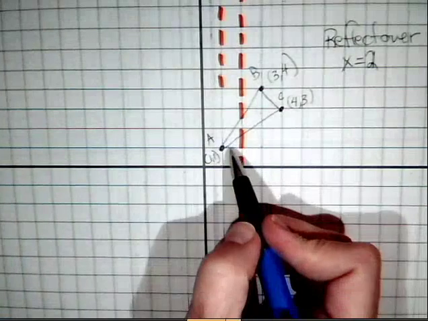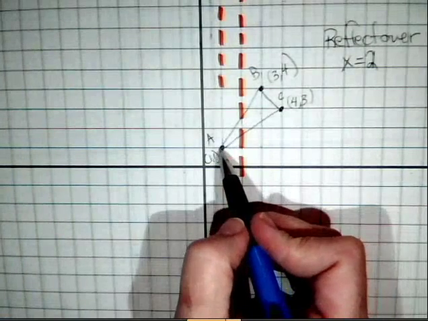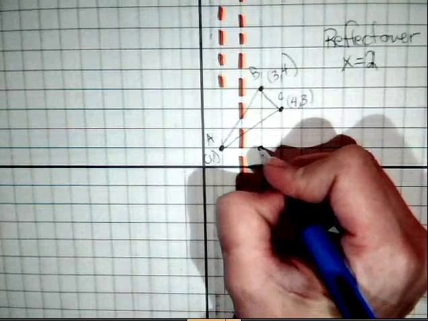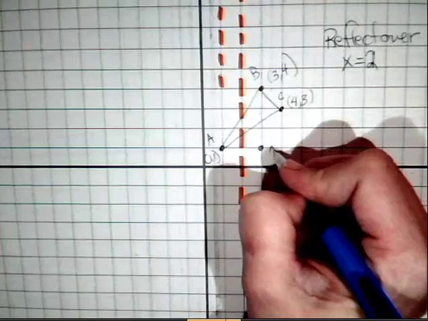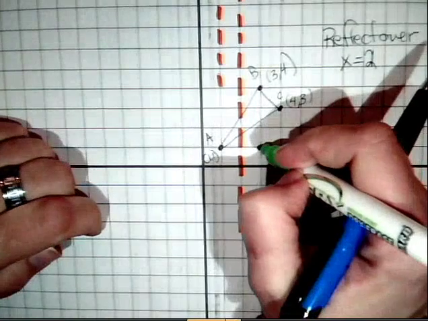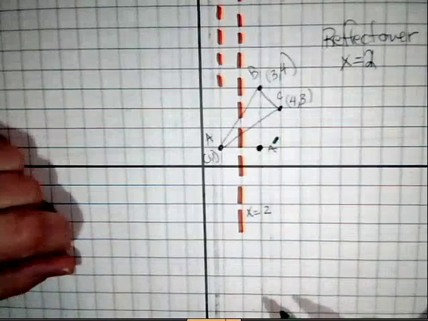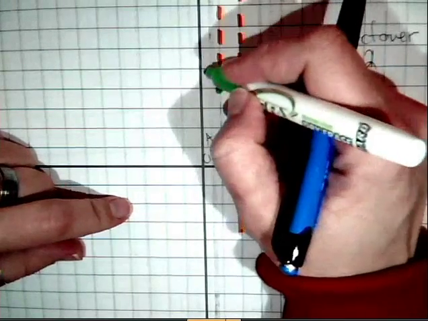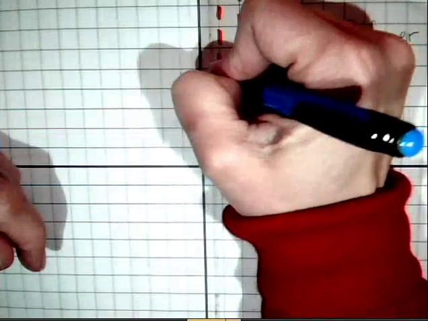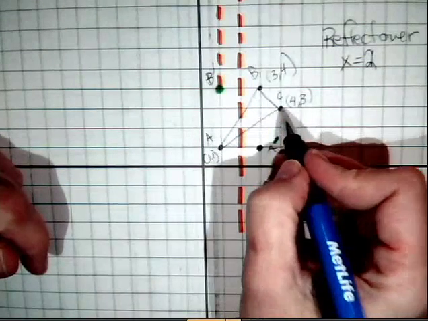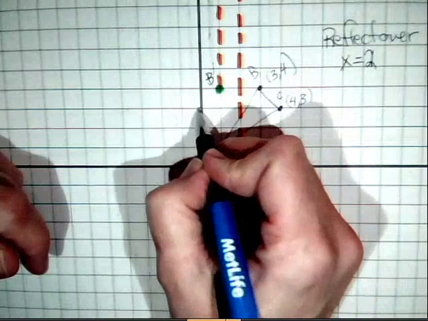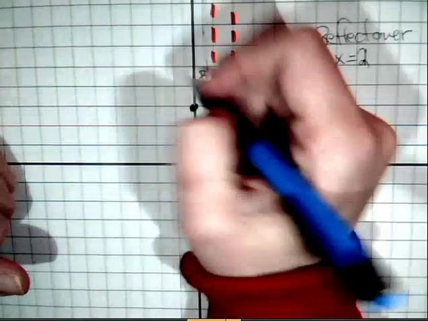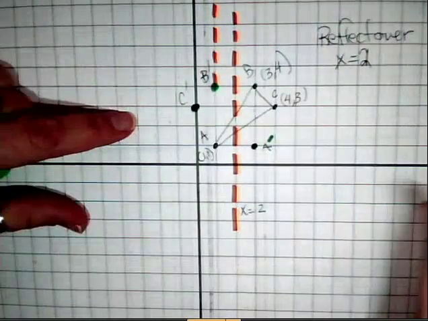And you're going to do the same thing. A is 1 to the left of the line, so A prime is going to be 1 to the right of the line. It would help if we made these a different color. So A prime. B is one away to the right, so we're going to go one away to the left. So that's going to be B prime. And C is two away, so we're going to go the opposite way. And there's my C prime.